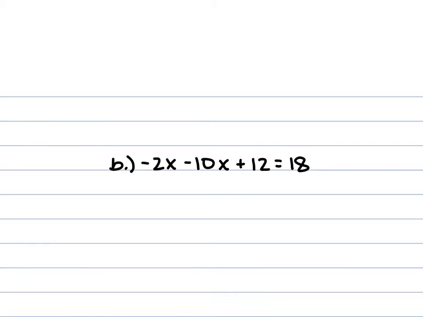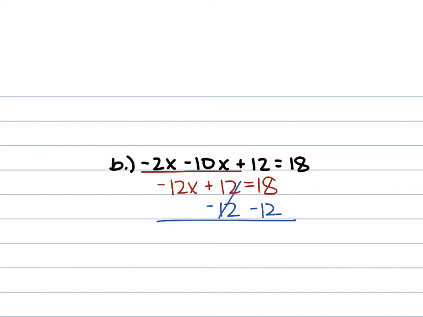For B, we have negative 2x minus 10x plus 12 is equal to 18. We combine those like terms to give us negative 12x plus 12 is equal to 18. We subtract the 12 from each side, so we get negative 12x is equal to 6. We then divide by negative 12 and get that x is equal to negative 1/2.